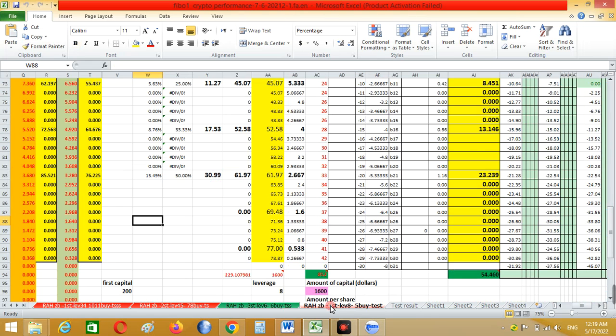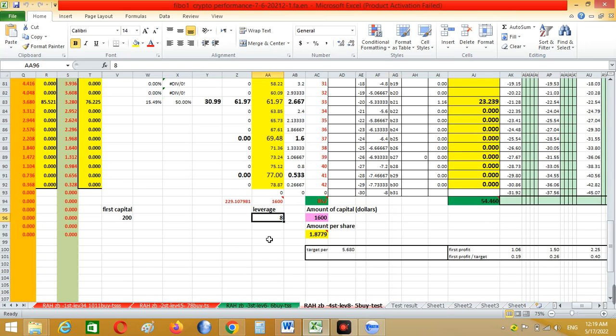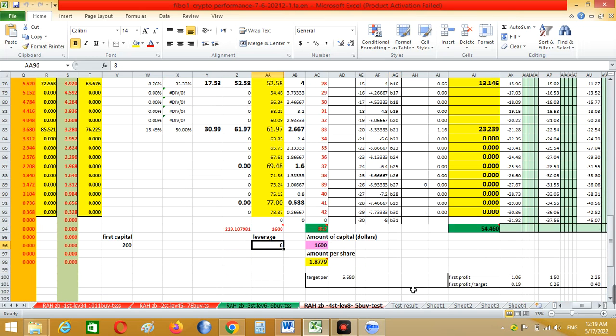And with the fourth step, as you see, again price 8. For the price we don't use the level. The next buy 6.66, and dollars engaged are increased to 31.92 and 37.56, and the amount is increased. The leverage equals 8. So let's see what has happened.